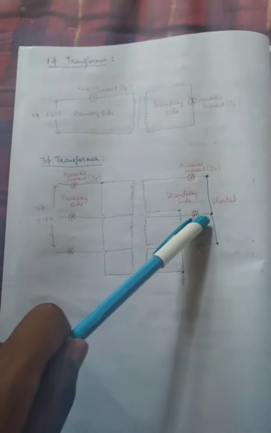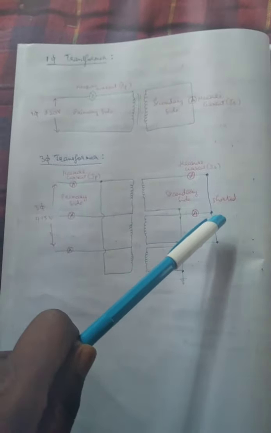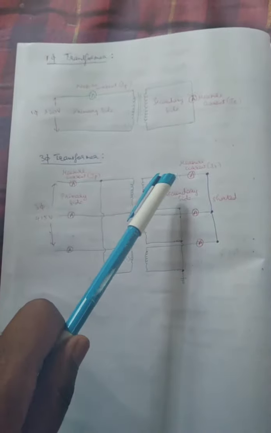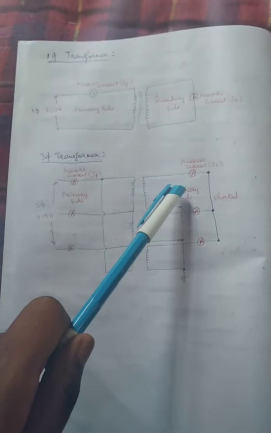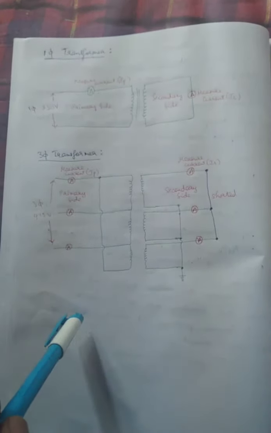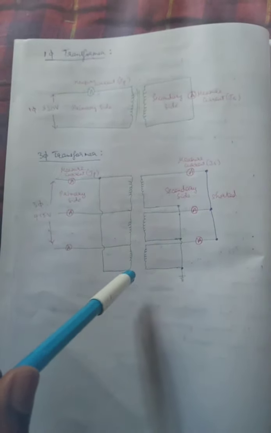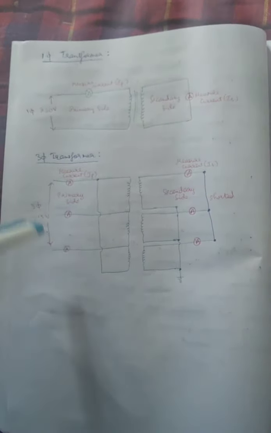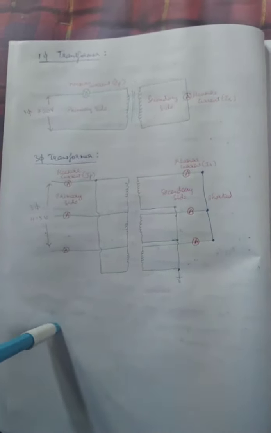The 3 phases are to be shorted on the secondary side by a cable, a welding cable, or a normal cable, whatever it may be. Then we need to measure the current on the secondary side also. So these are the very basic things which we need to carry out before the testing. And this is the connection diagram for a single-phase and a 3-phase transformer.